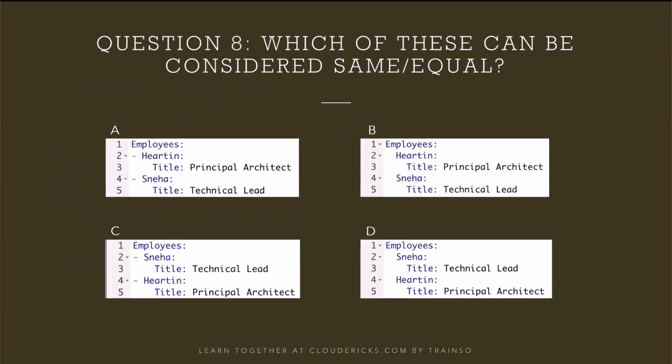Question 8, which of these can be considered same or equal? In A, we have an employees list with Hearten and Sneha. B, we have an employees dictionary with Hearten and Sneha. C, again we have another employees list with Hearten and Sneha. D, we have another employees map with Hearten and Sneha.